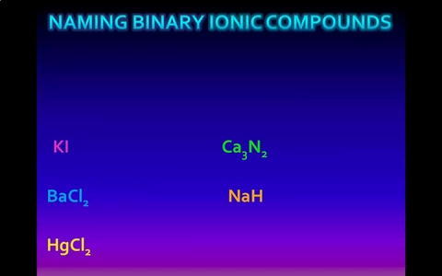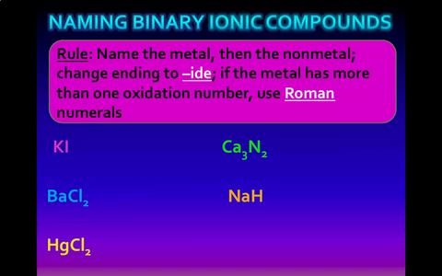So to name ionic compounds, you name the metal, which should be the positive one, which comes first. Then you name the nonmetal, and then you change the ending of the nonmetal to -ide, I-D-E. If the metal has more than one oxidation number, which is pretty much our transition metals, then we're going to use Roman numerals, or we could use that classical naming system also.